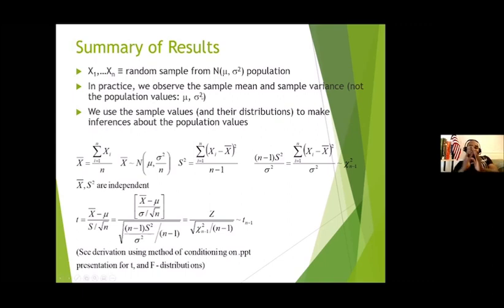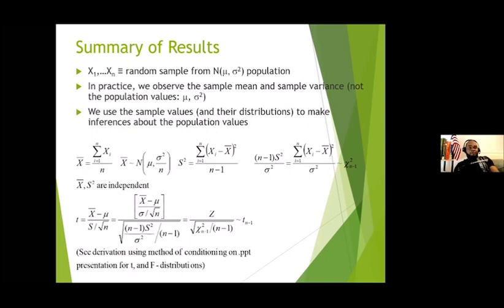So the sample mean and the sample variance, we've already proved that they are independent, okay? And we use the sample values and their distribution to make inferences. In statistical analysis, we don't study the entire population, but we have to follow rules before we can actually use samples, because the samples have to be a good representative of the population.